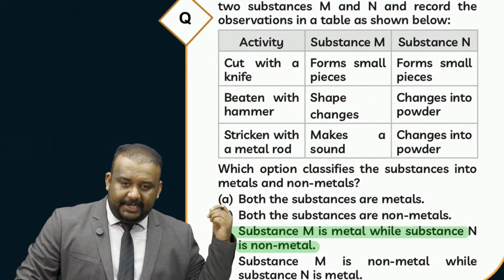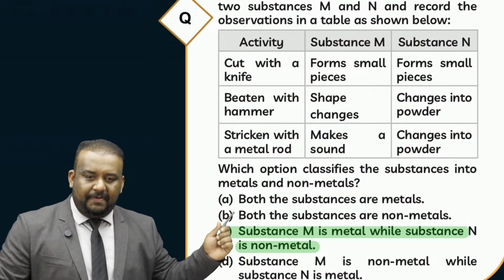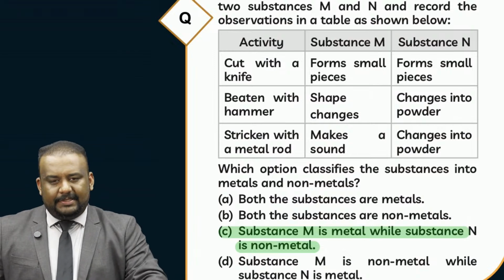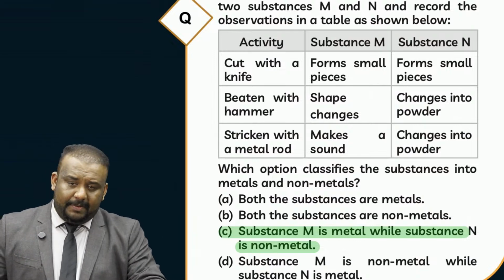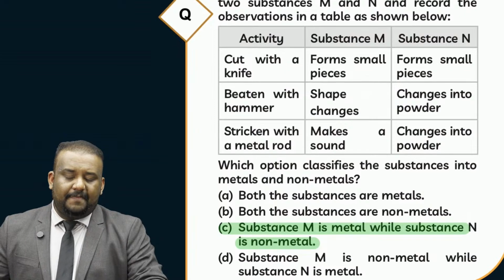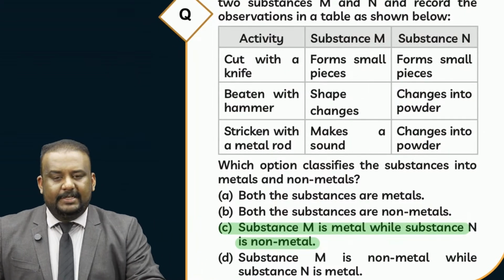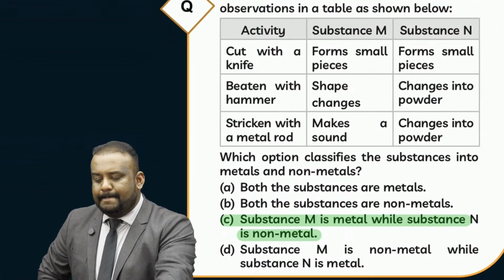I hope the physical properties based classification is very clear to everyone. It's a very basic fundamental question. I wouldn't say it's very important, but a very fundamental question which involves the physical properties of metals and non-metals. Okay, is it clear, guys? Shall we go to the next question?